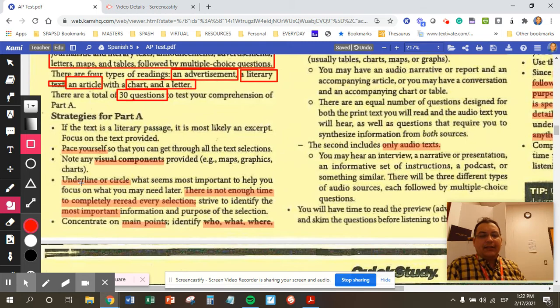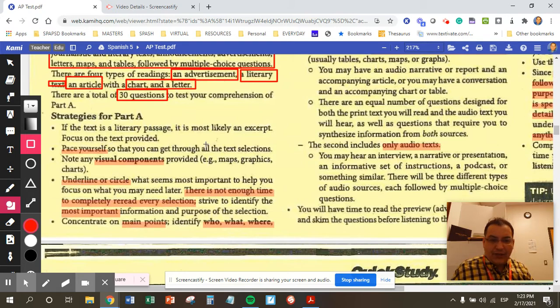If the text is a literary passage, it is most likely an excerpt. Focus on the text provided. Pace yourself. That's a good one. I think that's basic for all of us, because reading sometimes takes longer, and sometimes you don't have the time to read it twice. So let's see here.